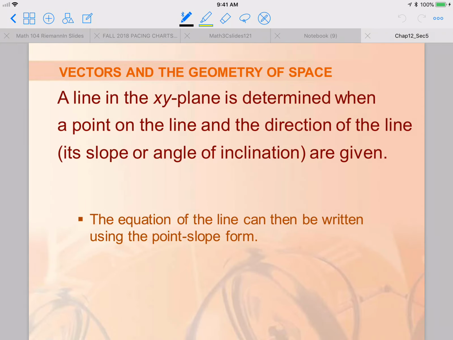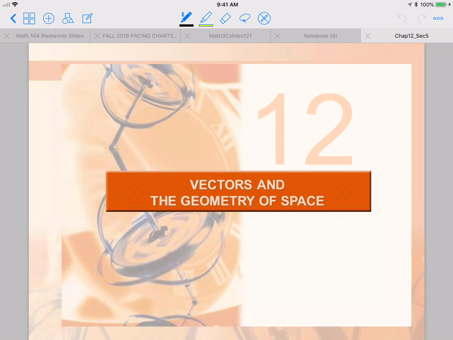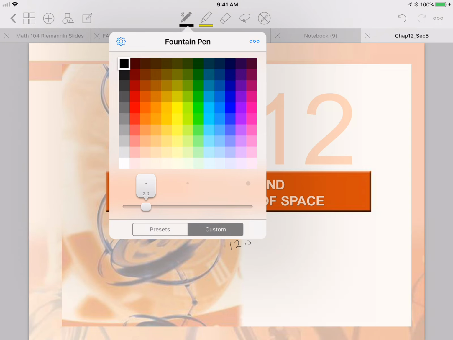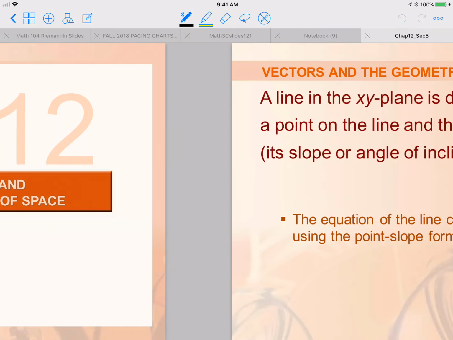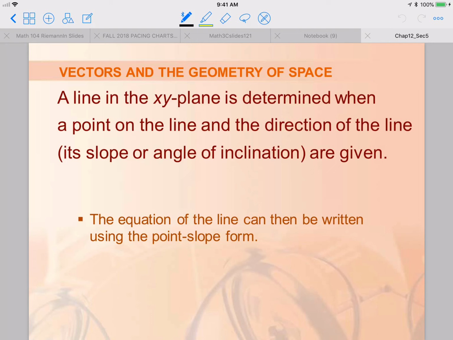Okay, so today we're going to be talking about section 12.5, and 12.5 is equations of lines and planes in 3D. So the first thing to remember is, what did we do for the equation of a line in the xy plane? When we write xy plane, we mean just two-space, where here's your x and here's your y.